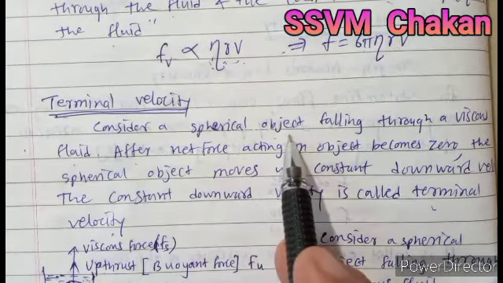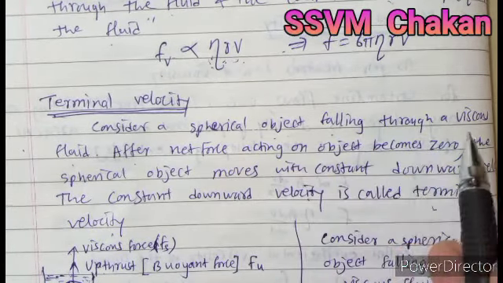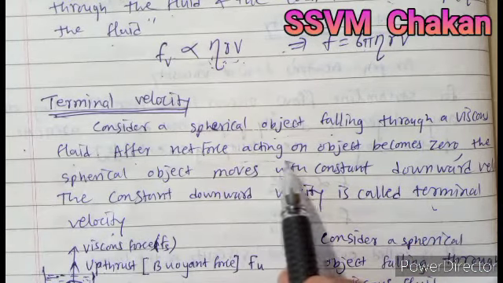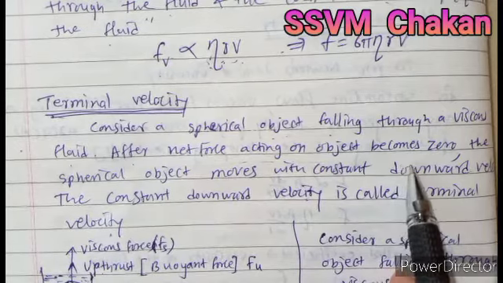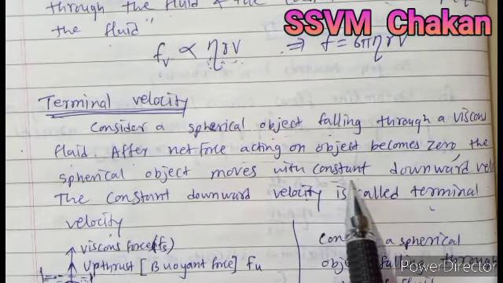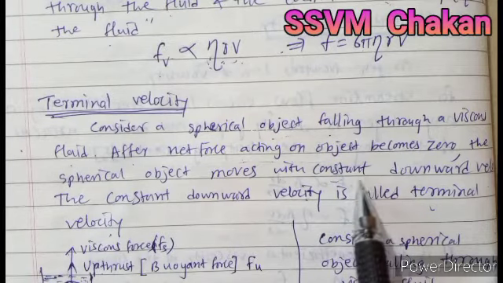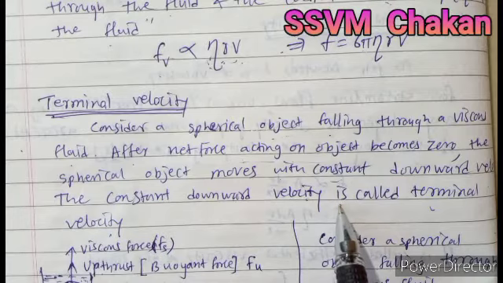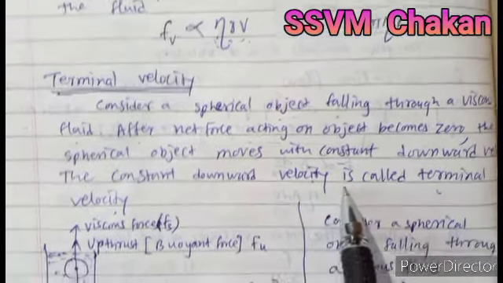Consider a spherical object falling through a viscous fluid. After the net force acting on the object becomes zero, the spherical object moves with a constant downward velocity. That constant downward velocity is called the terminal velocity.